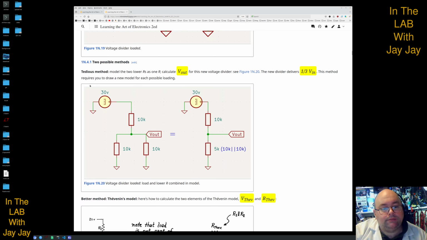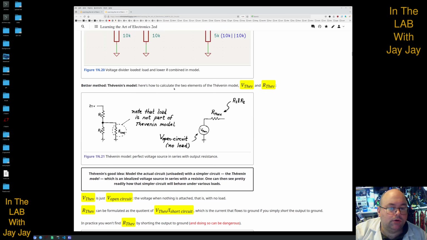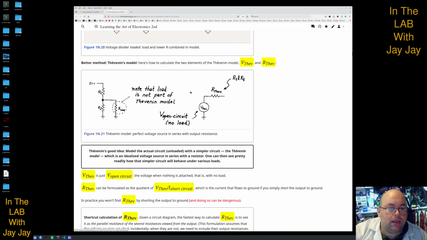And as they say, this method requires you to draw a new model for each possible loading. So every time you change this bit, you need to recalculate this bit and do the whole thing again. They don't want us to do that. So the better method is to use Thevenin's model, which is where we calculate an equivalent circuit.